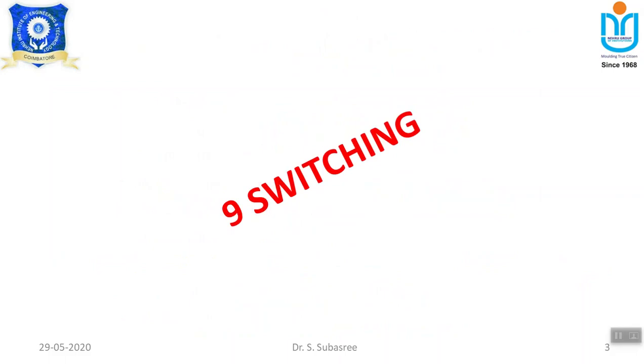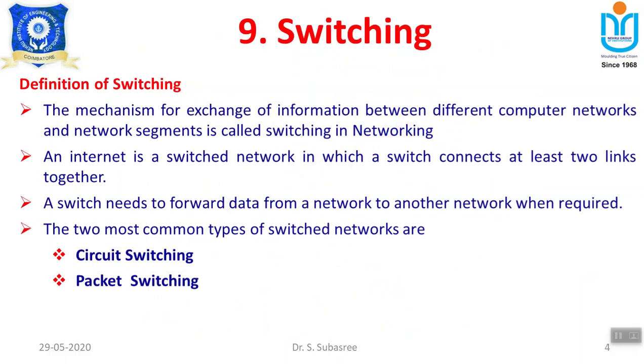So as far as switching is concerned, what is the definition of switching? Switching is nothing but the mechanism for exchanging information between different computers, and it will be in terms of segments. Segments is nothing but a portion in which we are using switches to transfer the data from one network to another network. So the meaning of switches is it helps the system to transfer the information from one network to another network. Right? Here in the internet, a switched network is one in which a switch connects at least two links together.